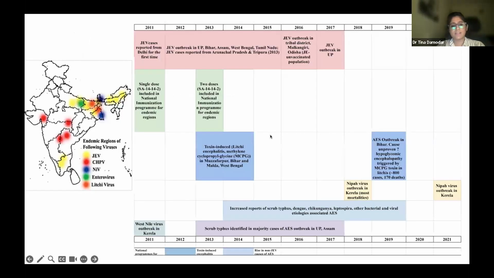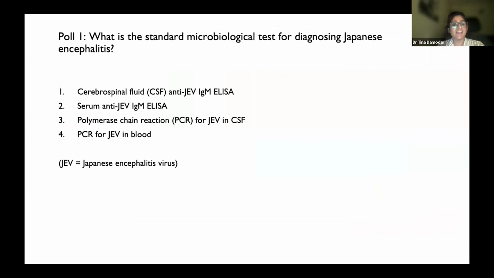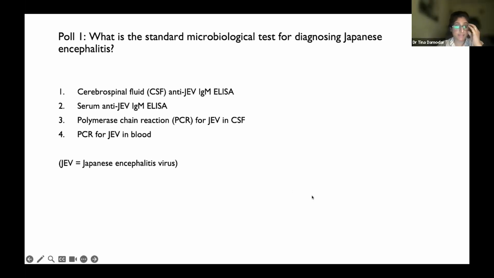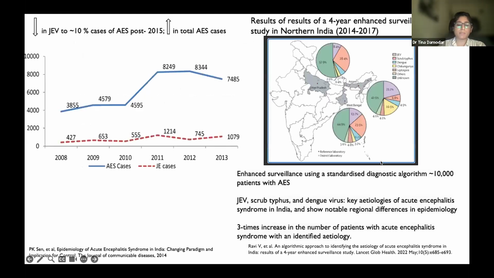So just to break this whole history, and before I get to my next slide, a poll question. We've spoken about JEV. What do you think is the standard microbiological test for diagnosing Japanese encephalitis? Is it CSF anti-JEV IgM ELISA, serum ELISA, PCR for JEV in CSF, or PCR for JEV in blood? Yep, so it is CSF IgM ELISA, although there is reliance on serum IgM ELISA, but given that vaccination can produce antibodies, there is always a diagnostic dilemma.